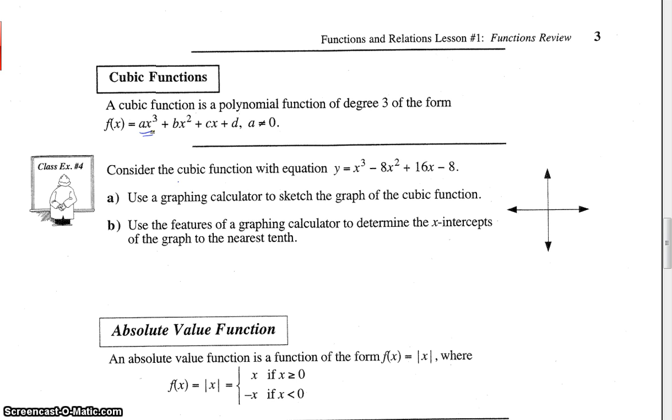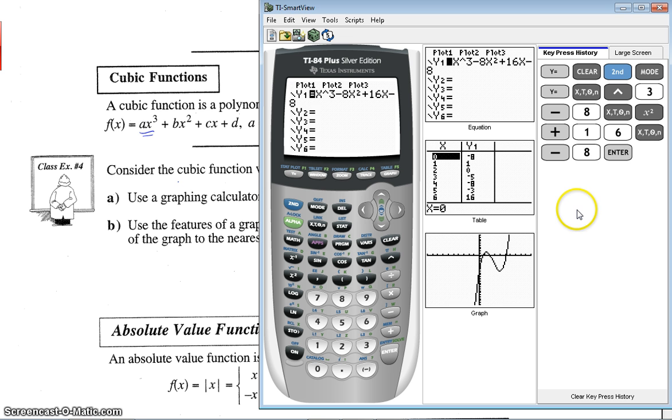So let's try this example. Consider the cubic function with the equation y equals x cubed, yada yada. Use a graphing calculator to sketch the graph of the cubic function. So time to grab the graphing calculator, and I'll get mine as well, and we are going to graph it and find the x-intercepts to the nearest tenth.